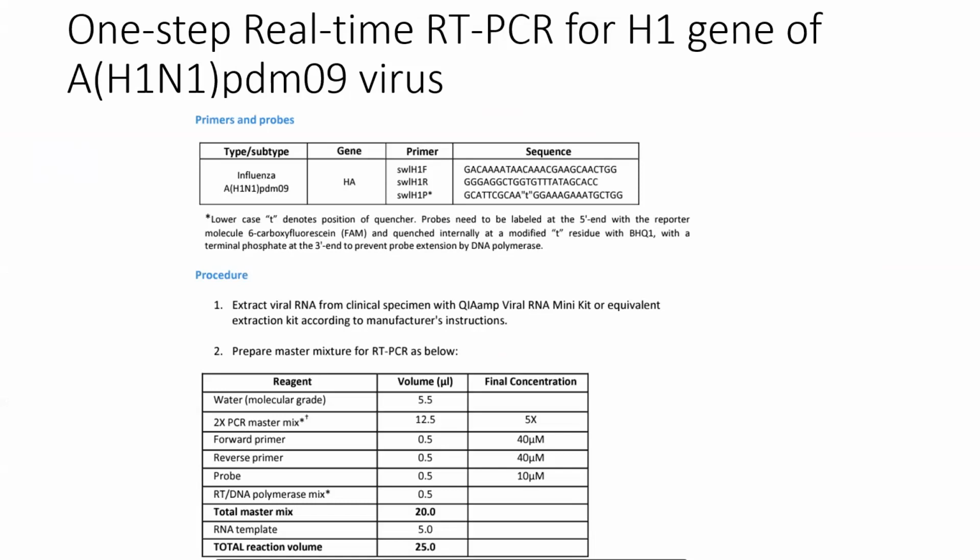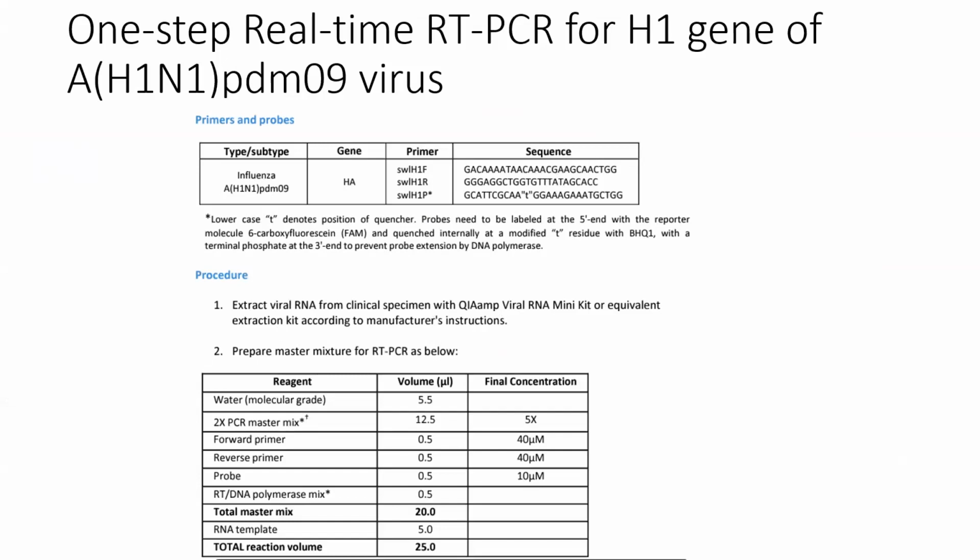quencher. So when the probe is intact, this piece of DNA has a reporter at its 5' end and a quencher at its 3' end, and there will not be any fluorescence, which I will speak about later. But these three are the important sequences one should know, and these are the standard sequences recommended by WHO.